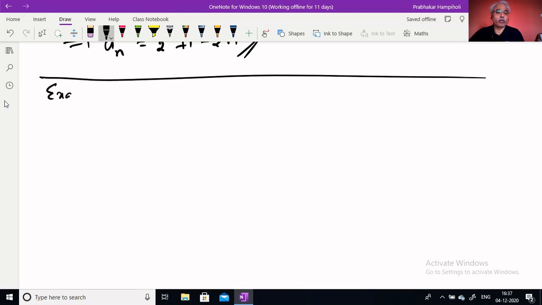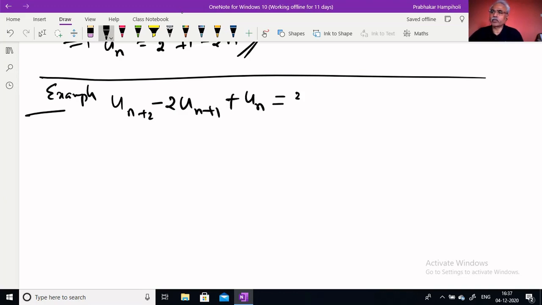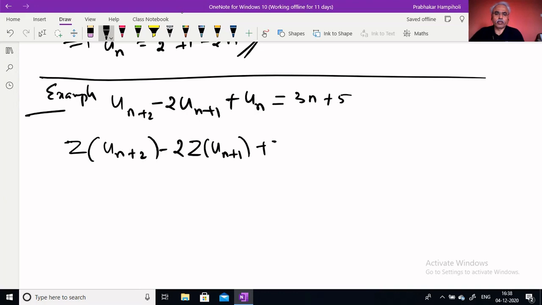Last example, a little bit carefully, this example. Suppose we are asked to find a solution of a difference equation of the type u n plus 2 minus 2 times u n plus 1 plus u n equal to 3n plus 5. In this example, a small change is there. That's why I am taking this 3n plus 5. So we are not given any u0, u1 values. First change. Then if I take the z transform on each term, what happens? Minus 2 times z transform of u n plus 1 plus z transform of u n equal to z transform of the right hand side.